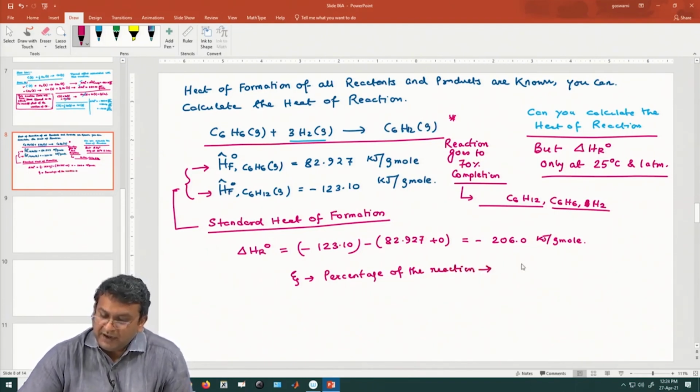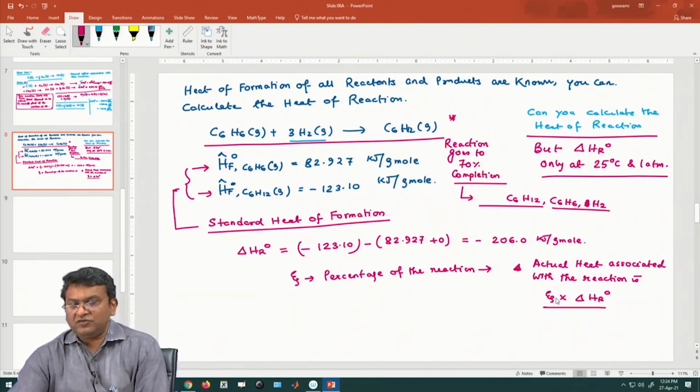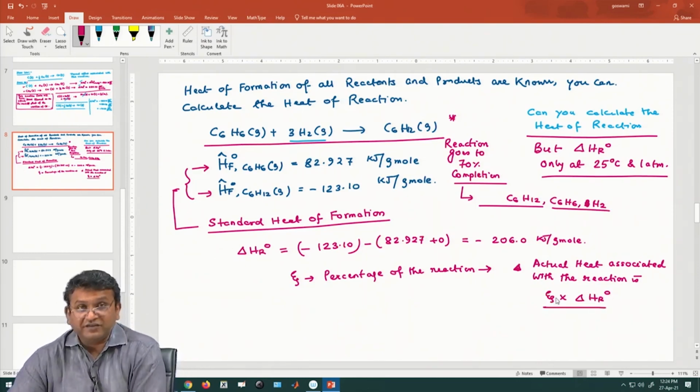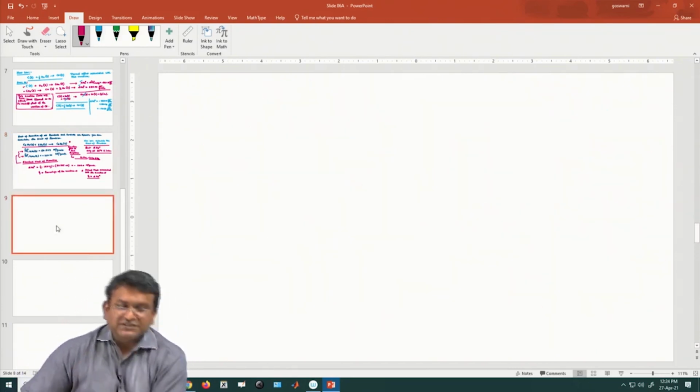then the total actual heat associated with the reaction is eta into whatever is the standard heat of reaction, and in this particular case it is going to be 70, so that is 0.7 into 206. That is very simple. Now, I have a question.